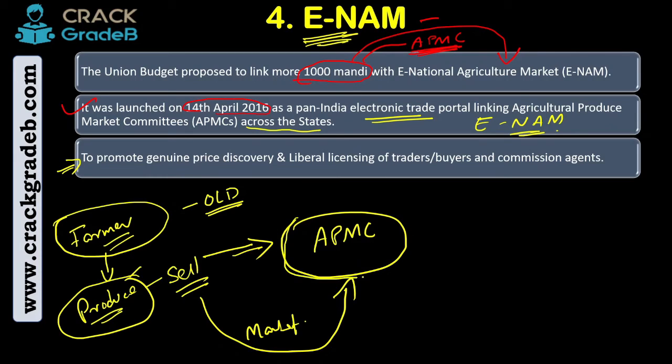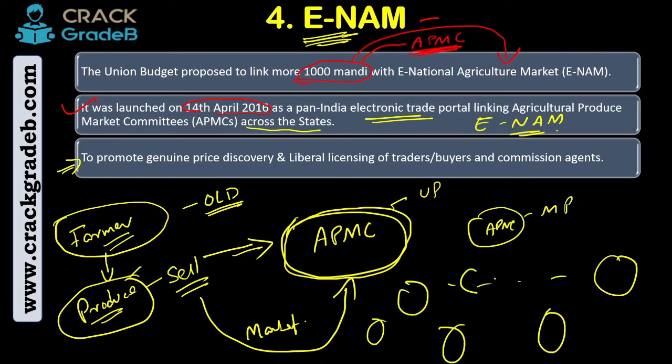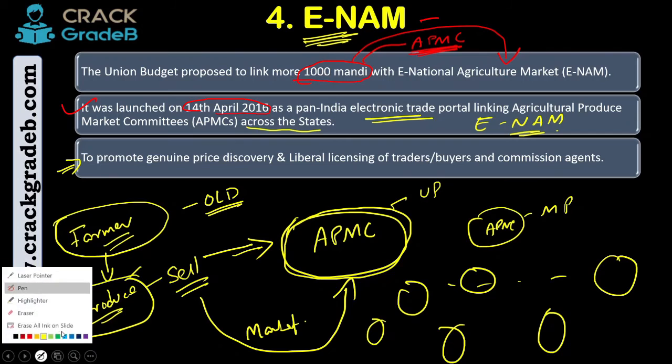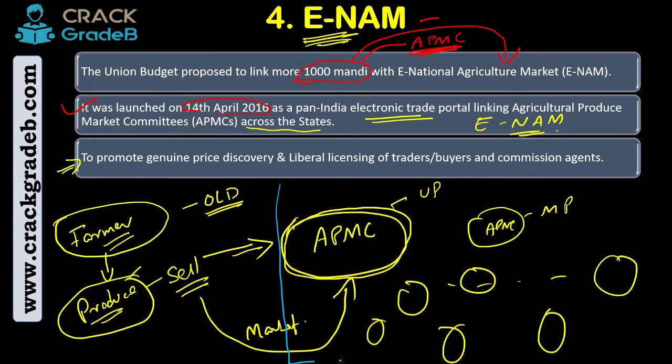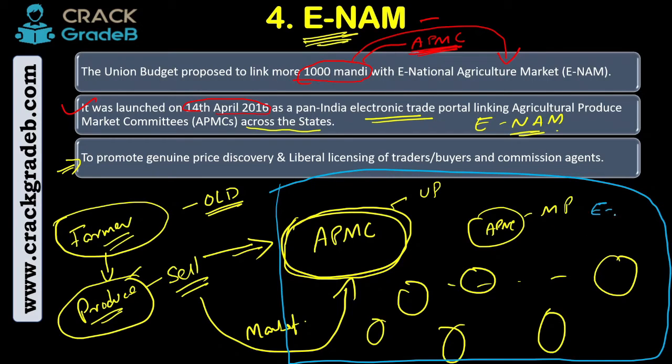So what is APMC? APMC is a physical market, right, where the farmer sells his produce and gets the cash. Now, what does ENAM do? So see, this is an APMC. Let's say this is in UP. There could be an APMC in MP, and there will be many APMCs in other states. So ENAM is a platform that will connect, or link, all the APMCs, right? All the APMCs it will link. ENAM. I hope in very short you understood what ENAM is and what APMC is, right?